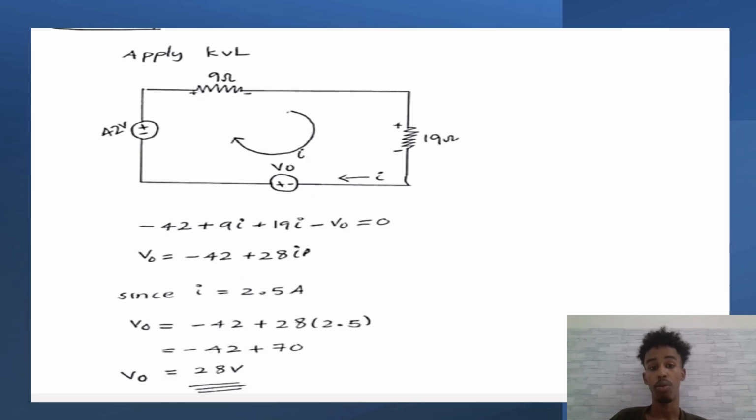Last step, we will apply KVL. First we put I in here. We are starting here: minus 42 volt plus 9I plus this 19I minus V node is equal to 0. That's our equation. Put V node on the other side. So V node is equal to minus 42 plus 28I. Since I is 2.5 ampere, we put that value for I. V node is equal to minus 42 plus 28 times 2.5. So it will be minus 42 plus 70. Lastly, we get V node equal to 28 volt.